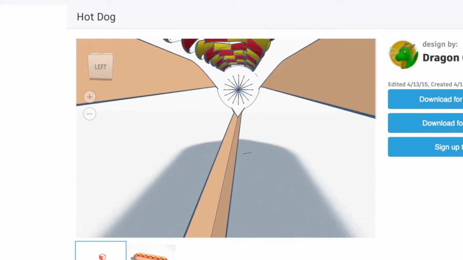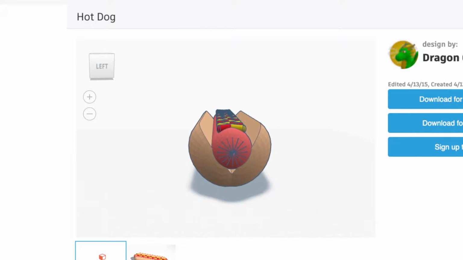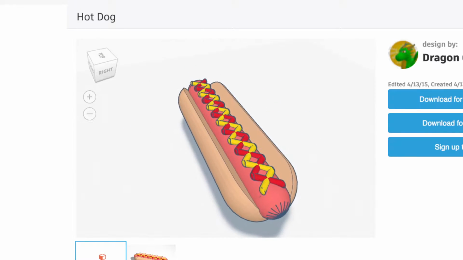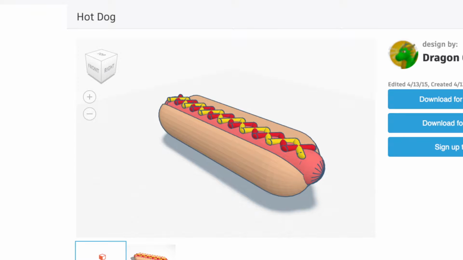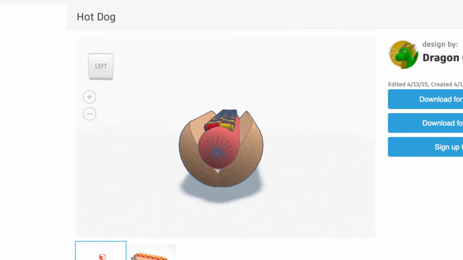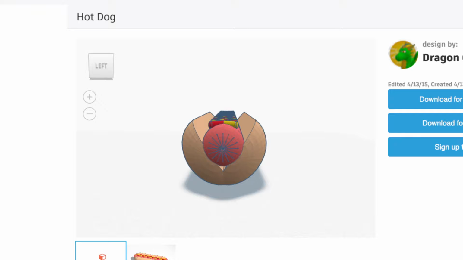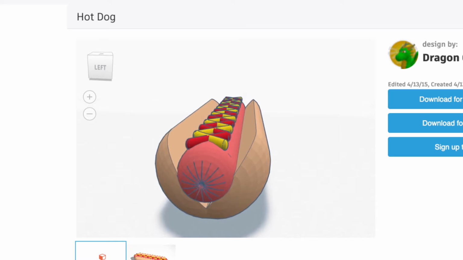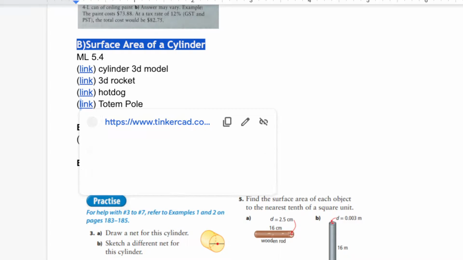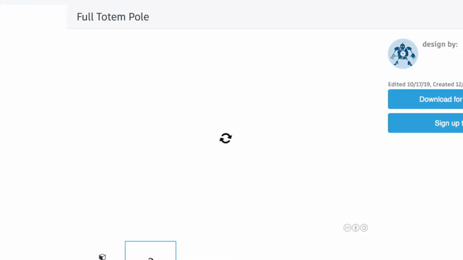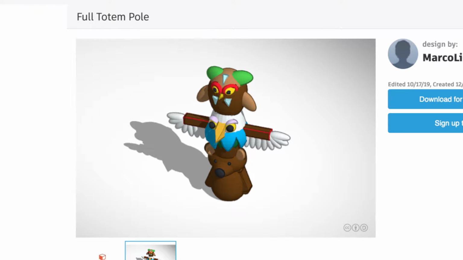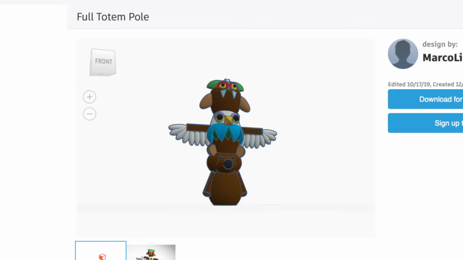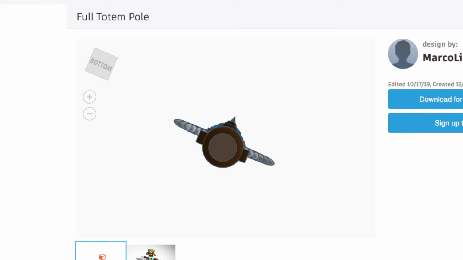The hot dog itself is a cylinder, right? So you can think of a cylinder as a tube. Now the bun is a cylinder, but it's cut open, so it's kind of a modified cylinder. Let me show you another example of what a cylinder could look like. A totem pole, right? In this case, it's not really a flat surface, it's kind of 3 animals stacked together, but overall this looks like a cylinder, right?